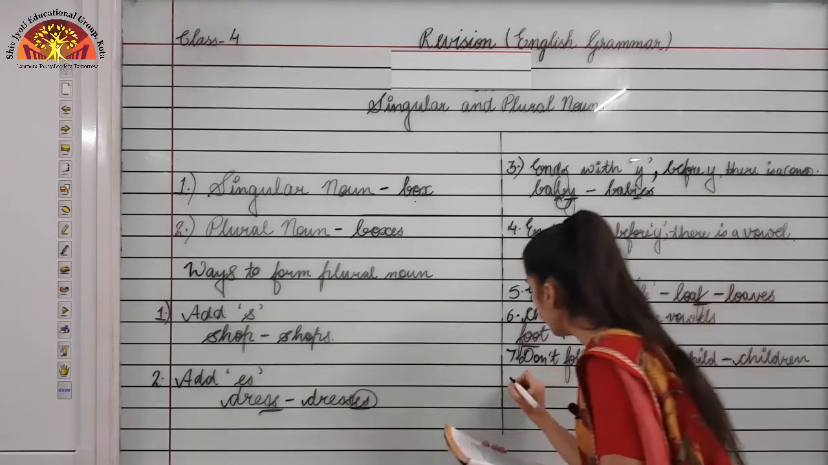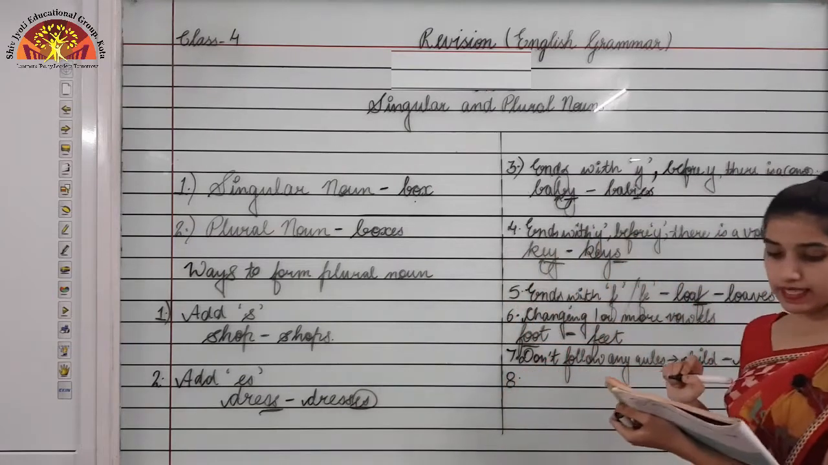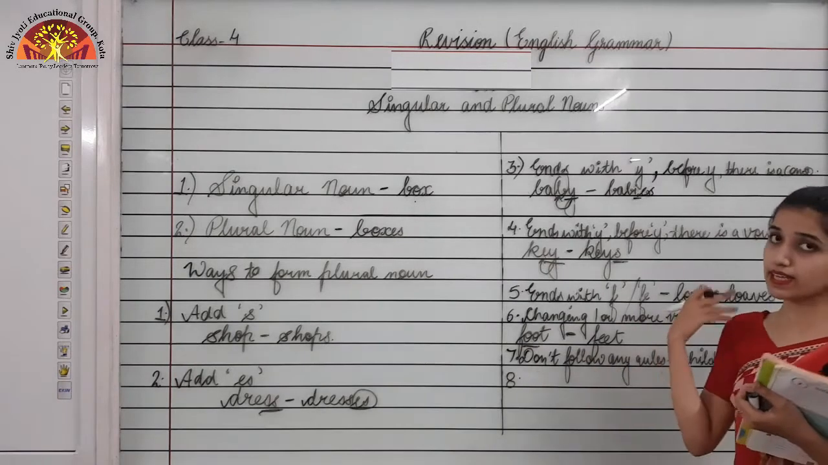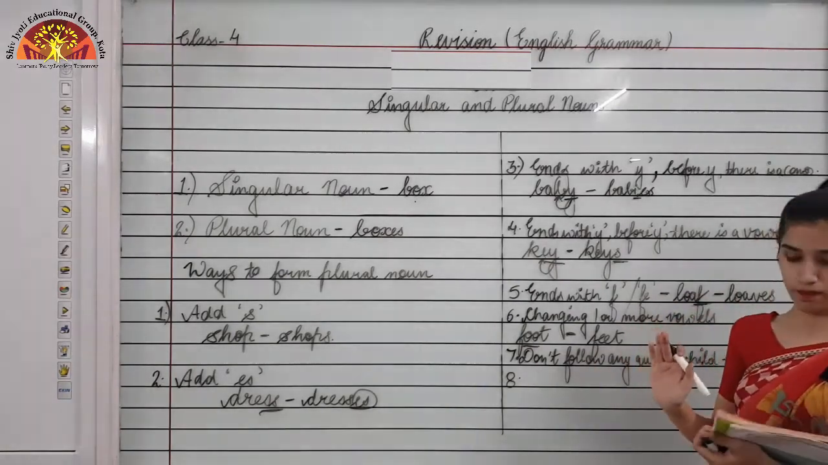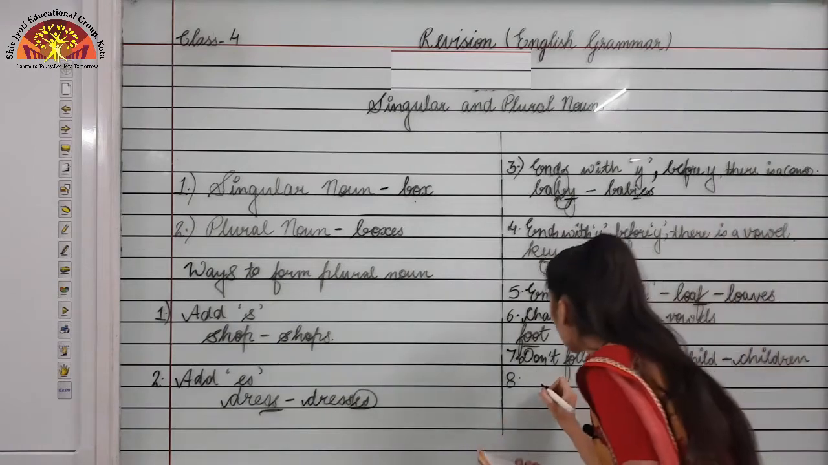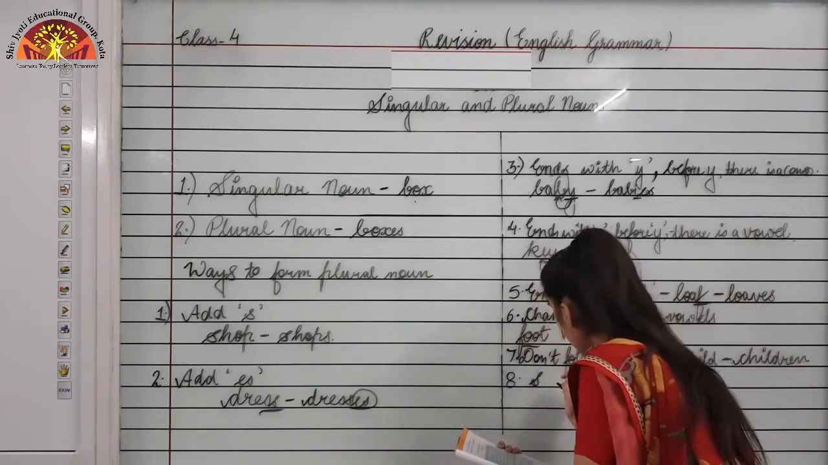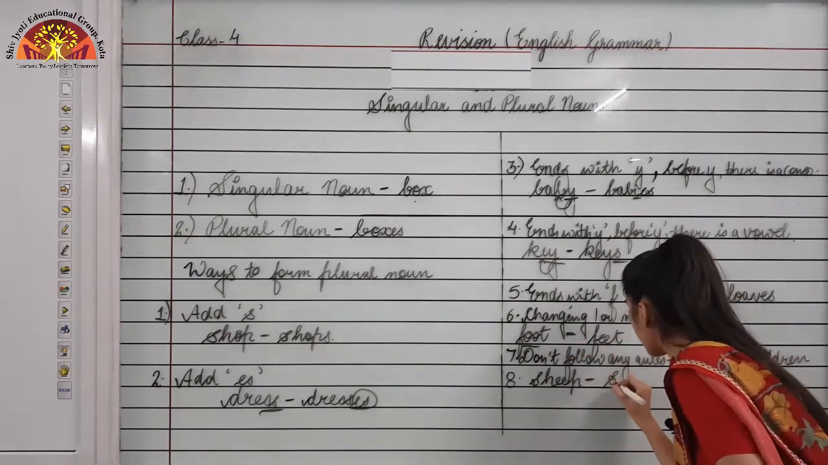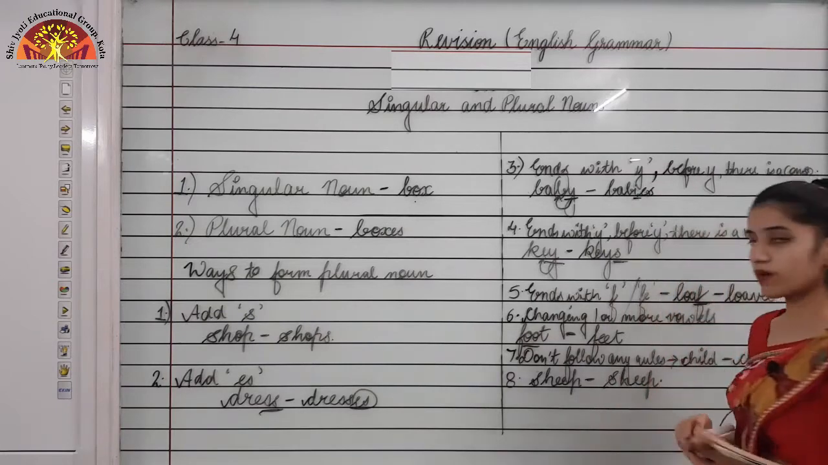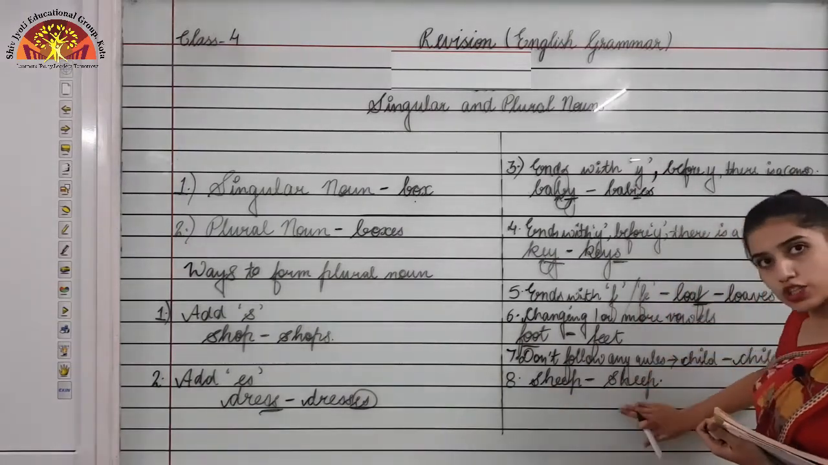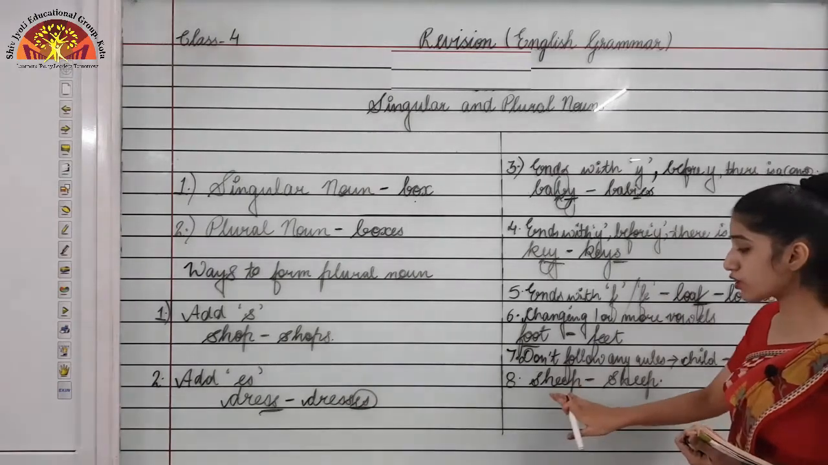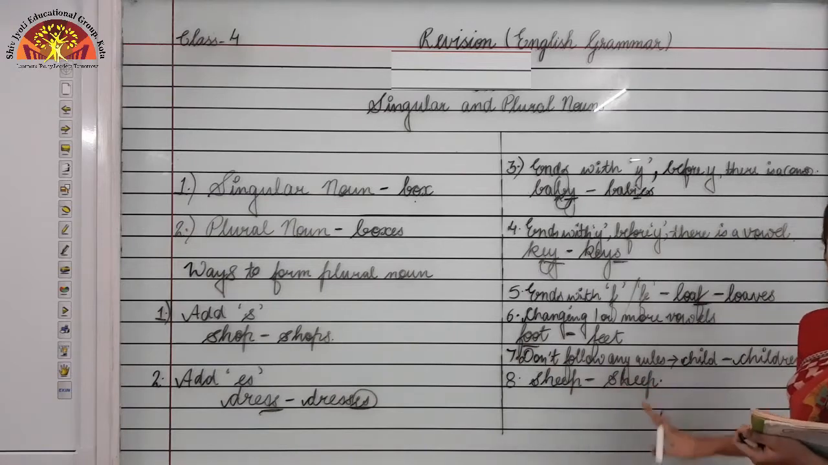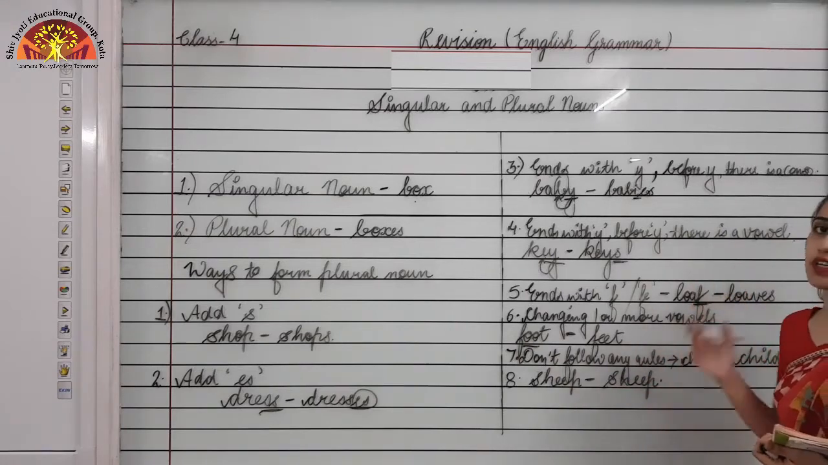Okay, now moving to the 8th one, that is some singular nouns do not change in their plural forms. Now there are some nouns that do not change their plural form, right? Like the plural noun of sheep would be sheep only. I am writing the example, that is sheep. Because I will not make it sheeps, it will remain the same. They do not change into plural forms.